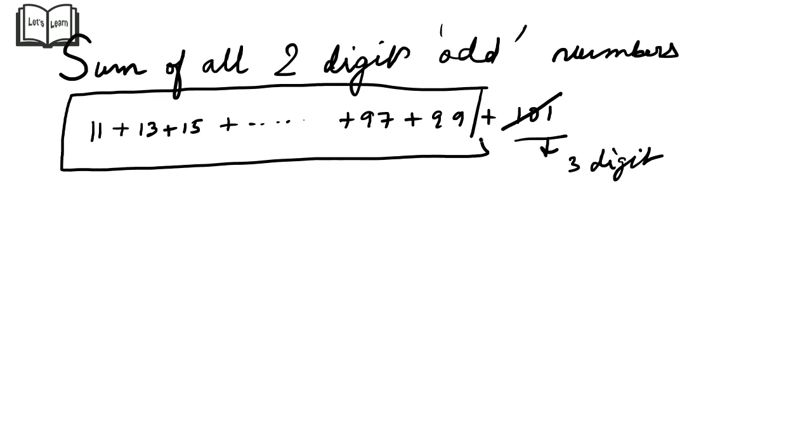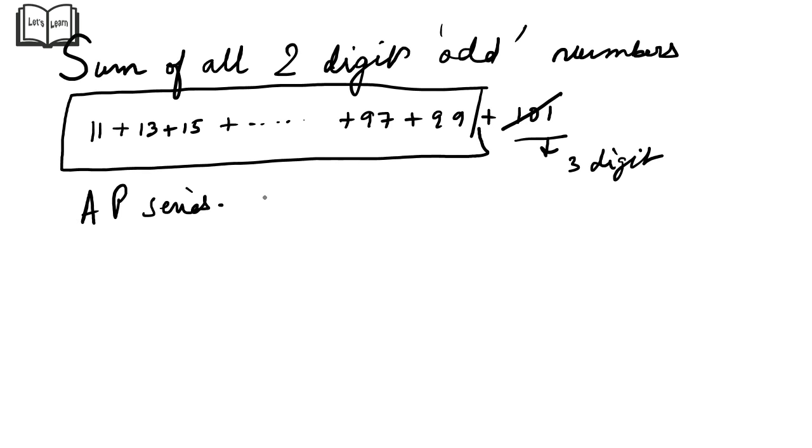So how do you do that? What is the most easy way? First of all, when you have a series like this, first try to see what is the difference between them, or if you can find a pattern. So this problem is quite easy. You can see the difference between the two numbers is 2, because they are successive odd numbers. So it forms an AP series.